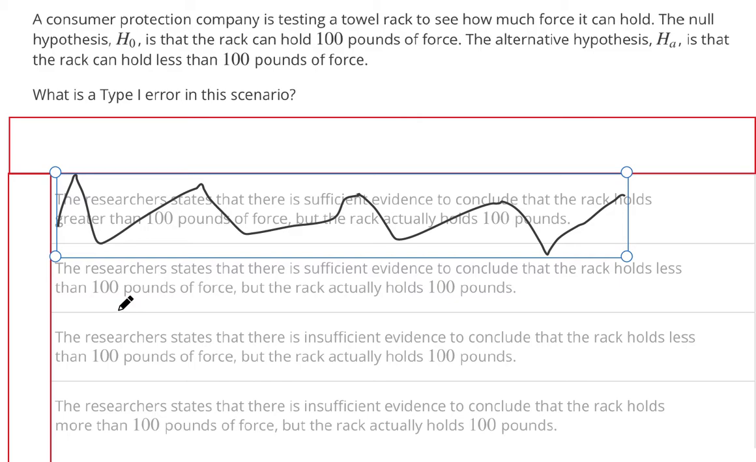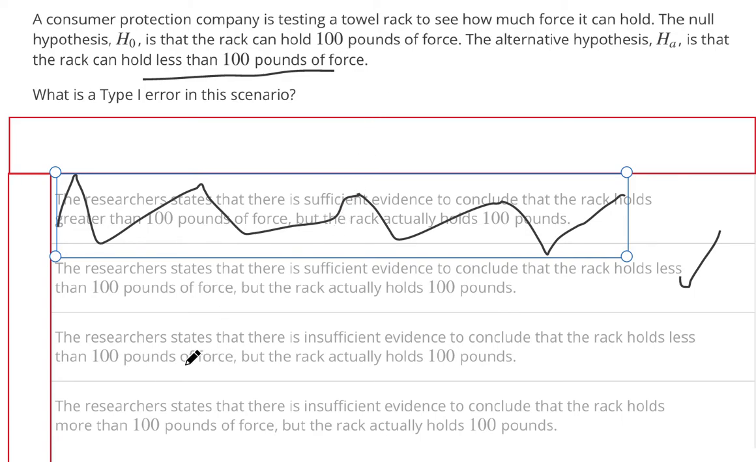Second option: the researchers state that there is sufficient evidence to conclude that the rack holds less than 100 pounds of force when the rack actually holds 100 pounds of force. So this is our Type 1 error. The first part of the sentence says the researchers say the rack holds less than 100 pounds of force. They're rejecting the null in favor of this alternative hypothesis. But in reality, the null is true. That's a Type 1 error. You rejected the null in favor of the alternative, but in reality, the null hypothesis was true in the first place. The rack can hold 100 pounds of force.